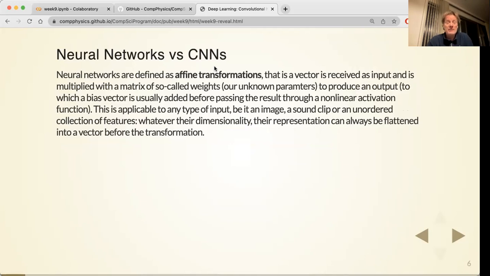A neural network, as we have been discussing, is normally something which we will call an affine transformation. So a vector is received as input, or it could be a matrix. It's multiplied with a matrix of the so-called weights, and that produces an output. These operations involve full and dense matrices and vectors. What we are doing with convolutional networks is actually trying to reduce this dimensionality. So one overarching take you could have on convolutional neural networks is that you could think of them as an efficient way of performing a dimensionality reduction.